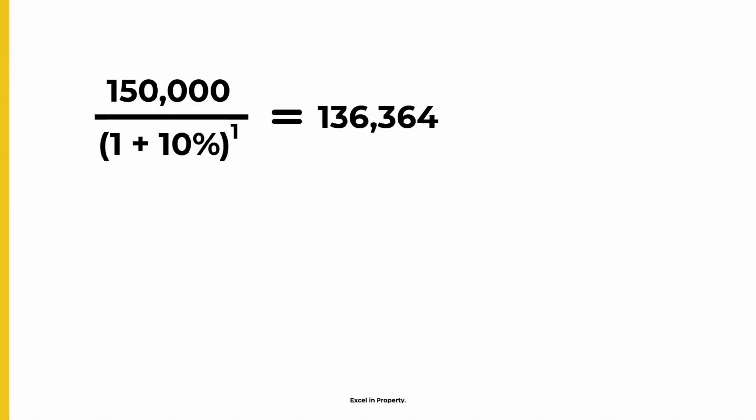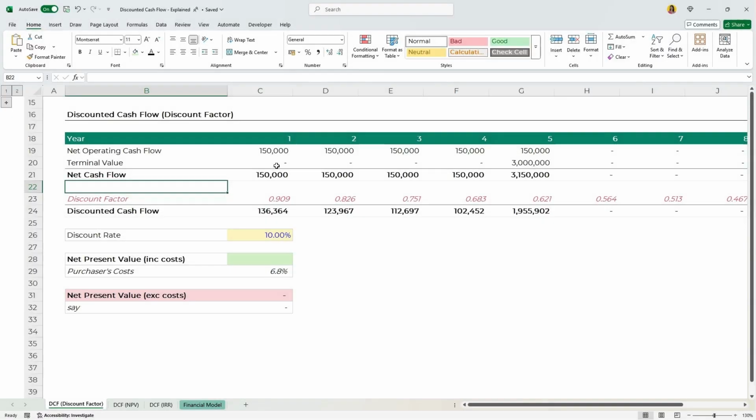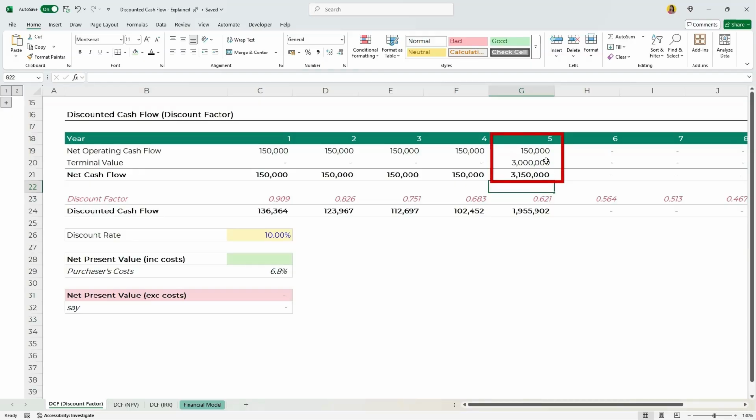In year 2, we need to take the net cash flow of year 2, which in this case is the same $150,000, and then divide it by 1 plus 10%, but this time to the power of 2, which gives us just shy of $124,000. And as you can see, this $150,000 amount reduces in each year of the cash flow as the discount rate is applied for each additional year. In the final year, we include the terminal value within the cash flow. And you can see that the $3.15 million in 5 years' time is actually worth just under £2 million in today's terms using the 10% discount rate.